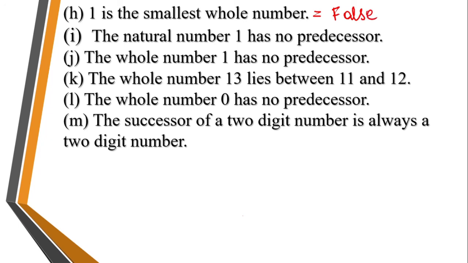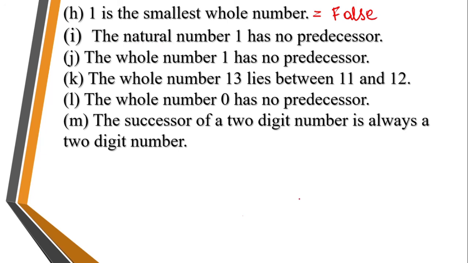Now, the next question which we have is, the natural number 1 has no predecessor. Now, we know that whole numbers start from 0, right? So, after 0, 1 will come. So, we can say 1 is also a whole number, right? Here 1 can be considered as a natural number and a whole number. Here they are considering it as a natural number and saying the natural number 1 has no predecessor.